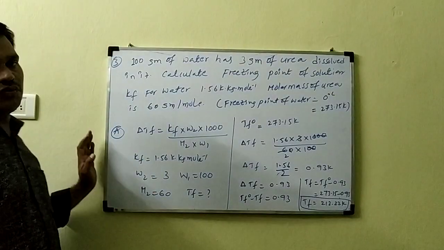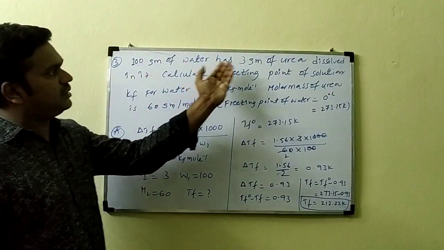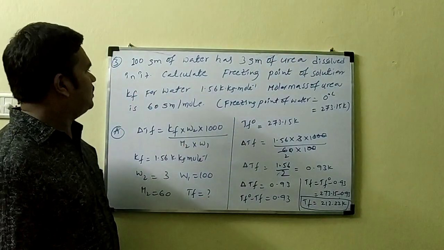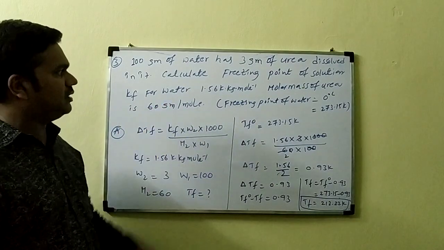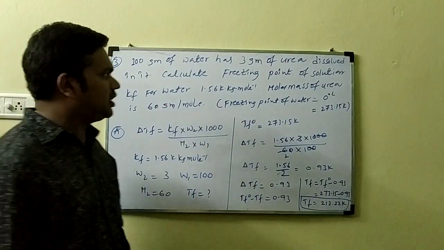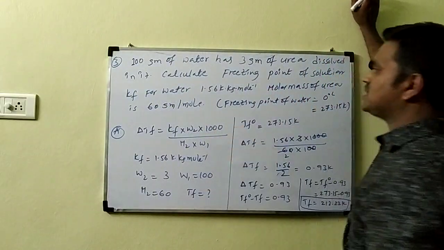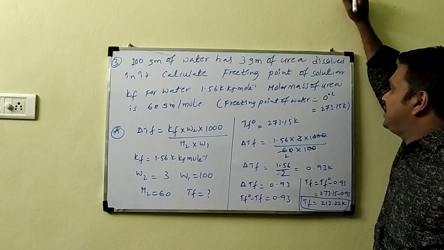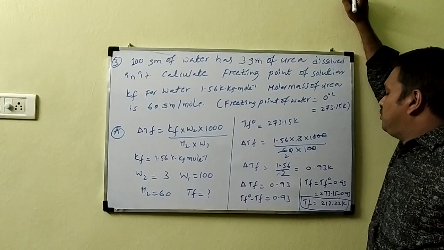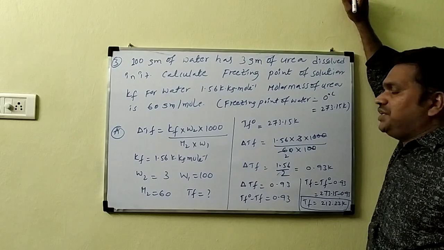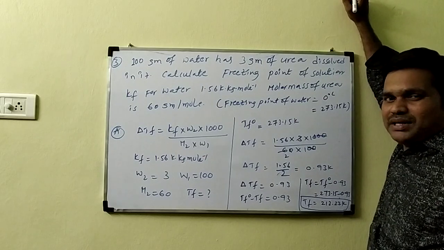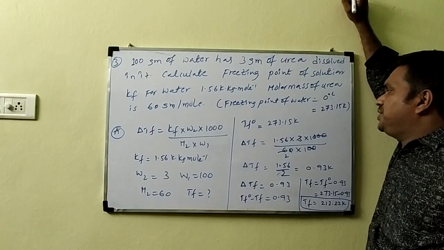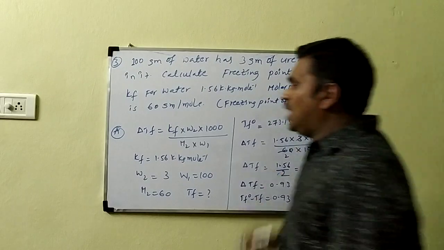Let us see one more problem. 100 grams of water has 3 grams of urea dissolved in it. Calculate the freezing point of the solution. Kf for water is given 1.56 Kelvin kilogram mole inverse, and molar mass of urea is given 60 gram per mole. Generally water freezes at what temperature? Water freezes at 0 degrees Celsius, or we can say 273.15 Kelvin only.